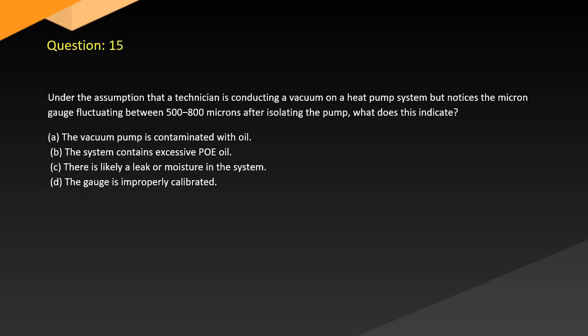Question 15. Under the assumption that a technician is conducting a vacuum on a heat pump system but notices the micron gauge fluctuating between 500 to 800 microns after isolating the pump, what does this indicate? A. The vacuum pump is contaminated with oil. B. The system contains excessive oil. C. There is likely a leak or moisture in the system. D. The gauge is improperly calibrated.